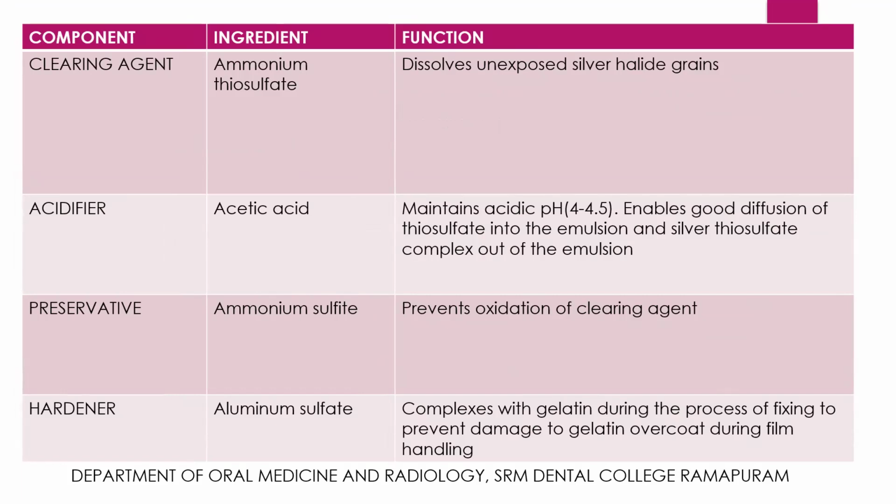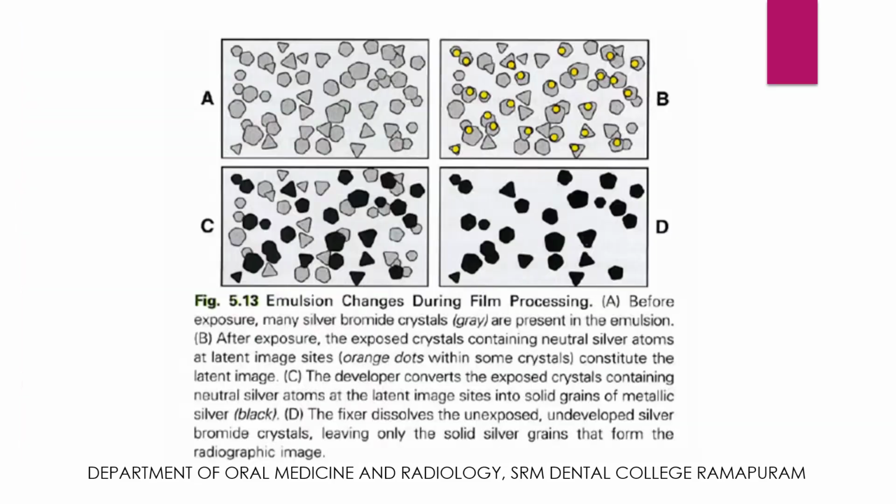A preservative, ammonium sulfite, prevents oxidation of the clearing agent. The hardener, aluminum sulfate, complexes with the gelatin during the process of fixing to prevent damage to the gelatin overcoat during film handling. So this is again a visual representation of what you see at the microscopic level to show you the emulsion changes during film processing.